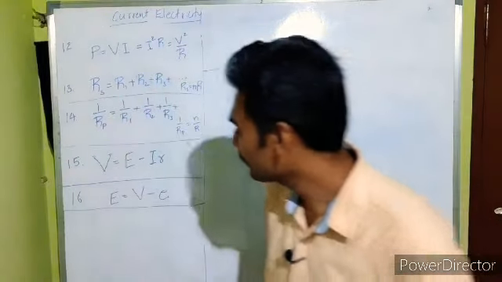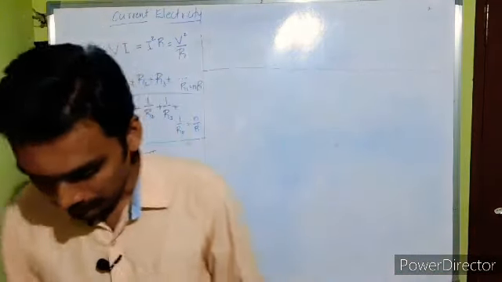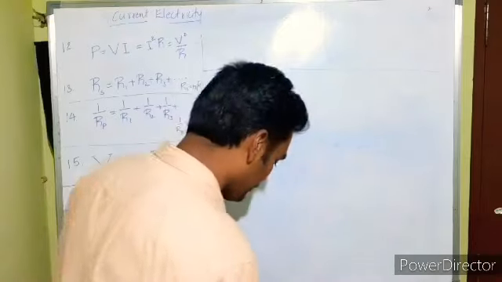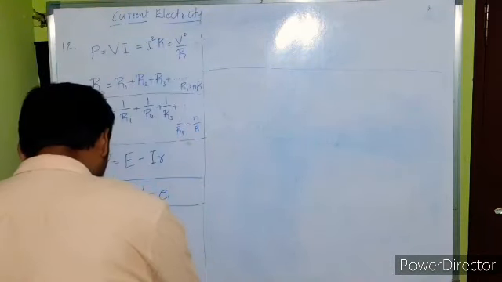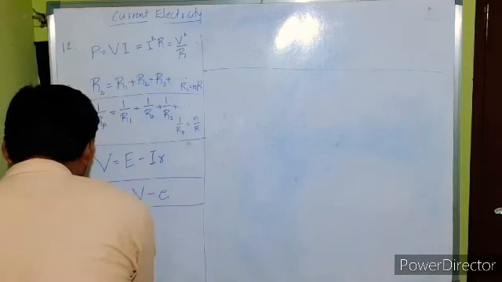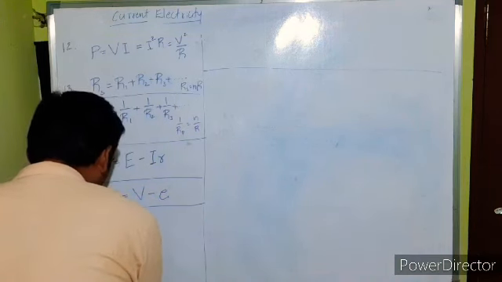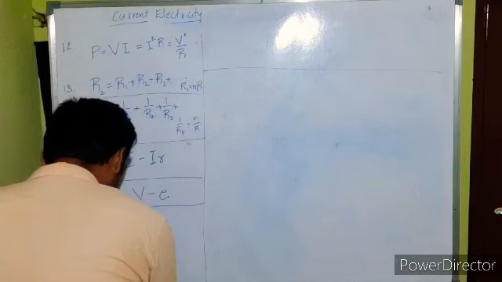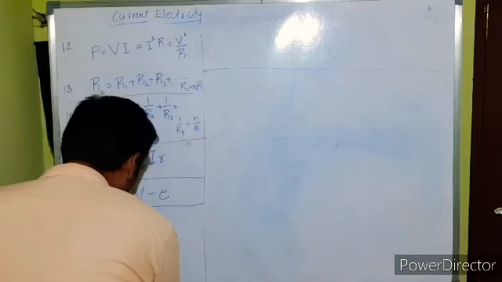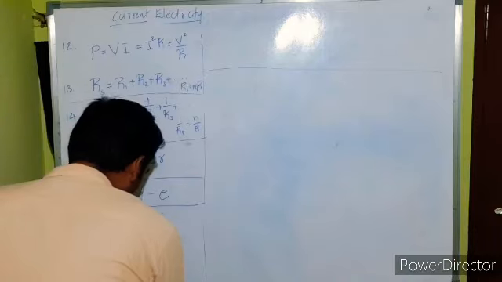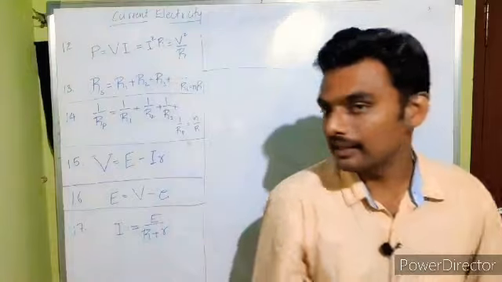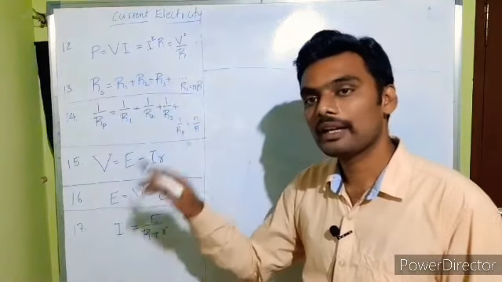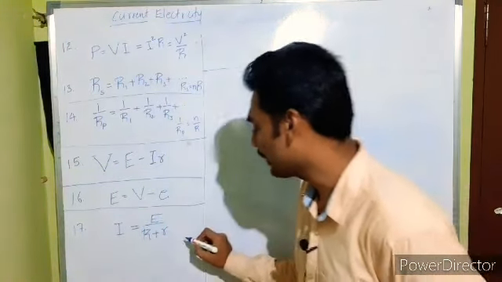And current through the cell, current through an external resistance capital R connected to a cell is given as follows. I is equal to EMF E divided by R plus small r. This I is the current through an external resistance and the battery.